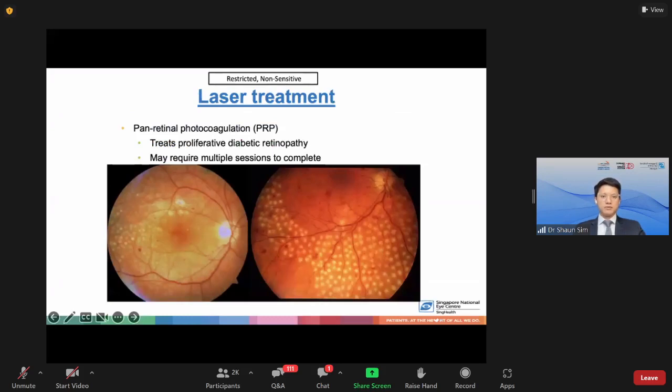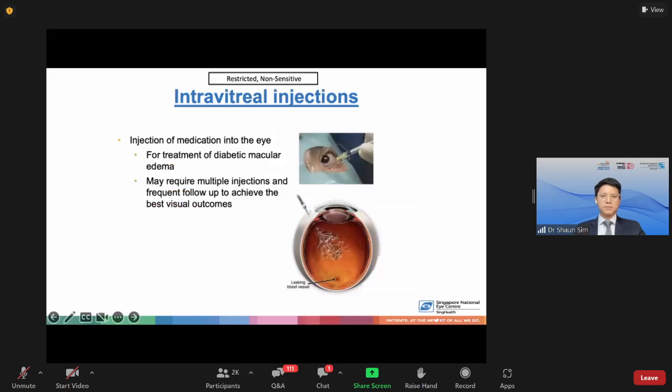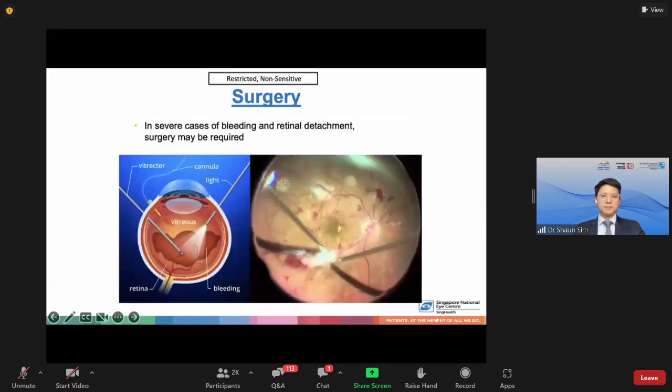Laser treatment in the form of pan-retinal photocoagulation is used to treat proliferative diabetic retinopathy, and this may require a few sessions to complete. Intravitreal injection involves the injection of medication into the vitreous gel in the eye. Multiple injections and frequent follow-up may be required to achieve the best visual outcomes. Vitrectomy surgery is required in severe cases of bleeding and if the patient develops retinal detachment as a result of diabetic retinopathy.